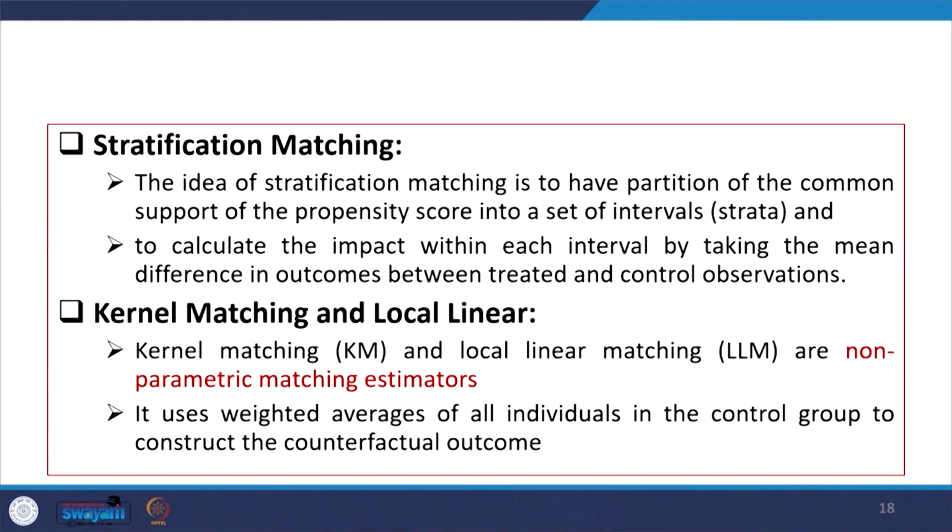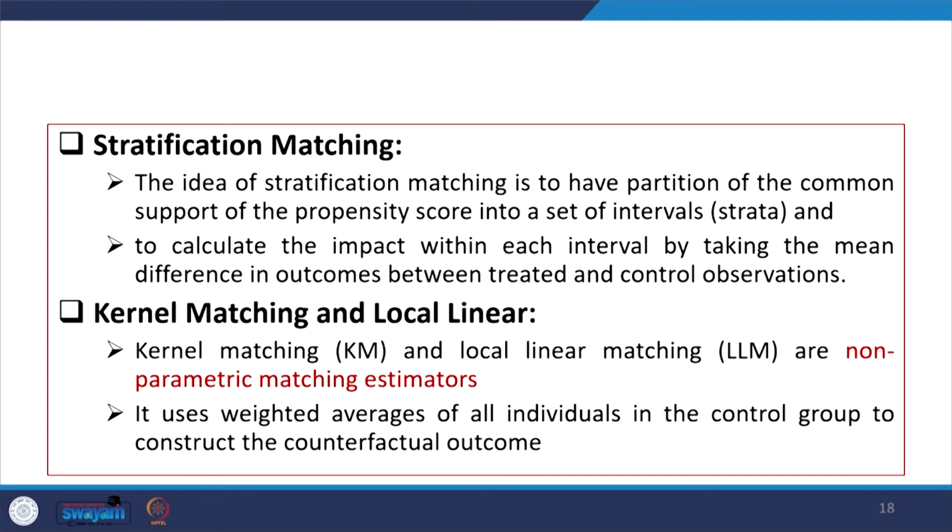Next one is called stratification matching. The idea of stratification matching is to partition the common support of the propensity score into a set of intervals. They are called strata, and to calculate the impact within each interval by taking the mean difference in outcomes between treated and control observations.